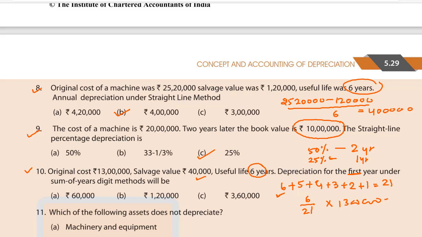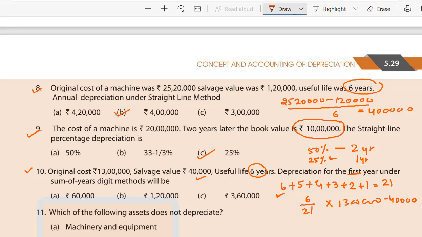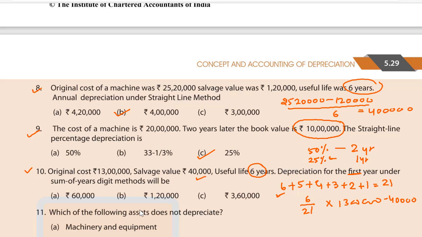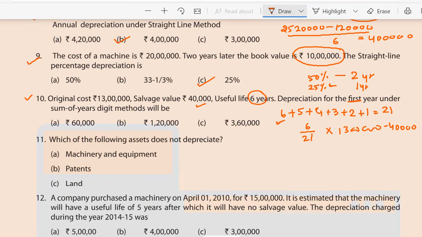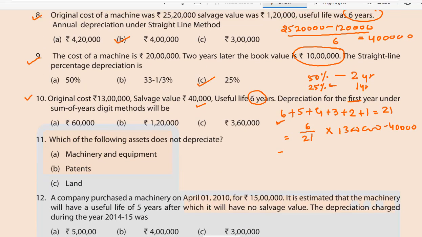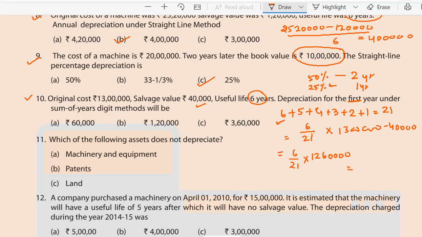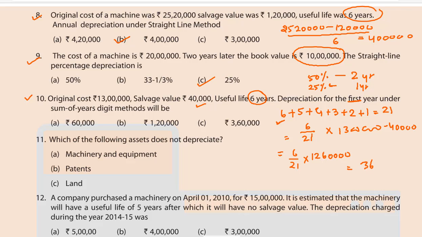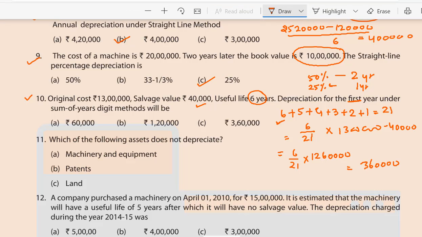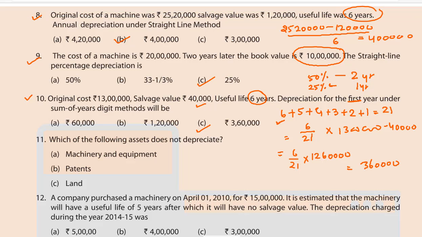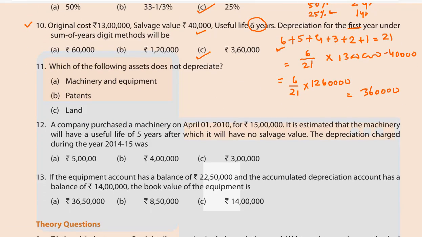Okay, so salvage value is given over here, which is 40,000. Now you do it. 6 by 21 multiplied by 13 lakh minus 40,000. So it's like 6 by 21 multiplied by 12 lakh 60,000 equals 3 lakh 60,000. So it's C. Question 10 C.